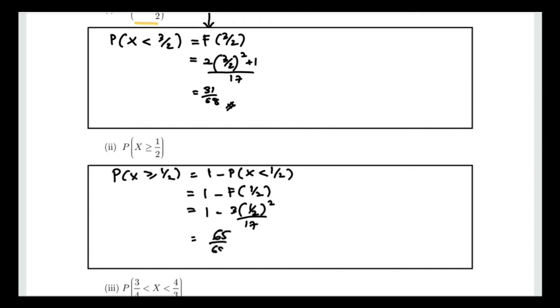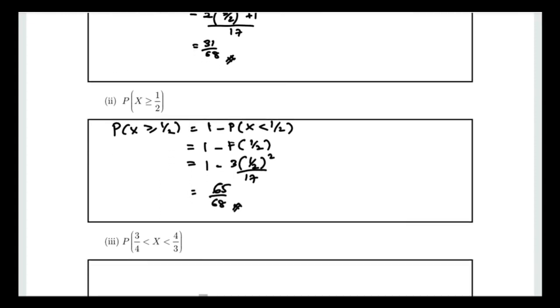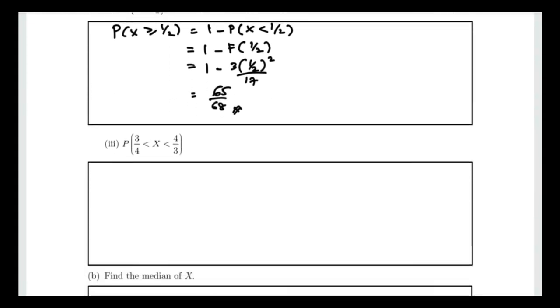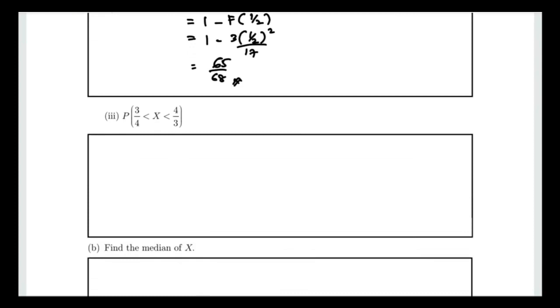65/68. Right, so continue. Next is P(3/4 < X < 4/3). So this one you just need to write in the form of the CDF, which equals F(4/3) minus F(3/4). So you just need to substitute 4/3 and 3/4 into the correct function.